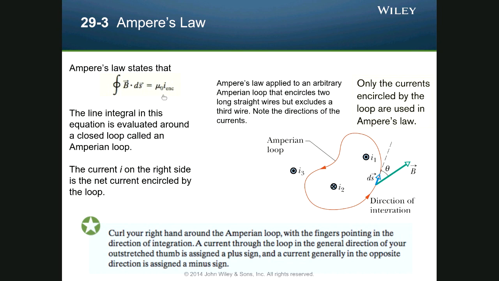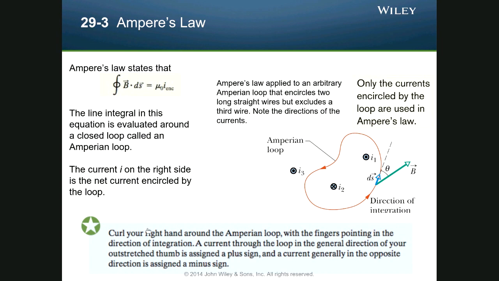All right, you'll notice you have 3 wires here. If you make a loop, only the currents inside the loop will count towards the magnetic field from this integral. This is Ampere's law applied to an arbitrary loop that encircles 2 out of the 3. And note that the directions of the currents and the path you go along matter. If they're opposite and equal, then you could have 0 enclosed current. That would be 0 B field.